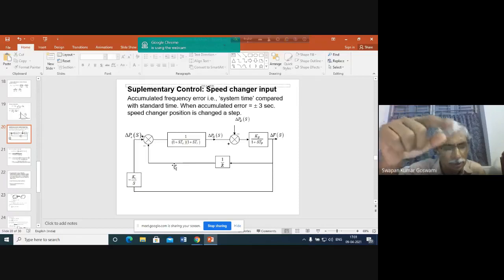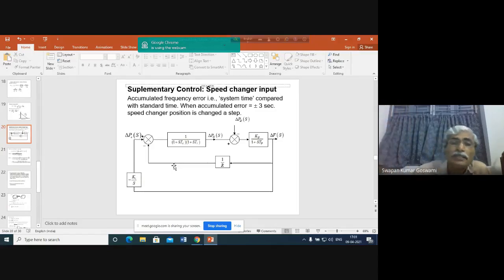The governor associated with each generator will actually operate on its own. As a result, generators also will deviate from their set power output. With the increased power demand, all of them will generate somewhat increased power output. So as a result, frequency will decrease, because we have seen that with governor action, an increase in power output of the generator is possible at the cost of reduction in frequency. So frequency will decrease, power output will increase.